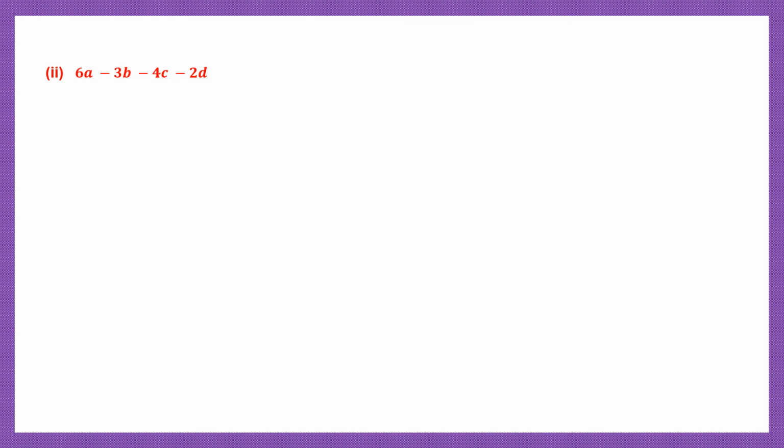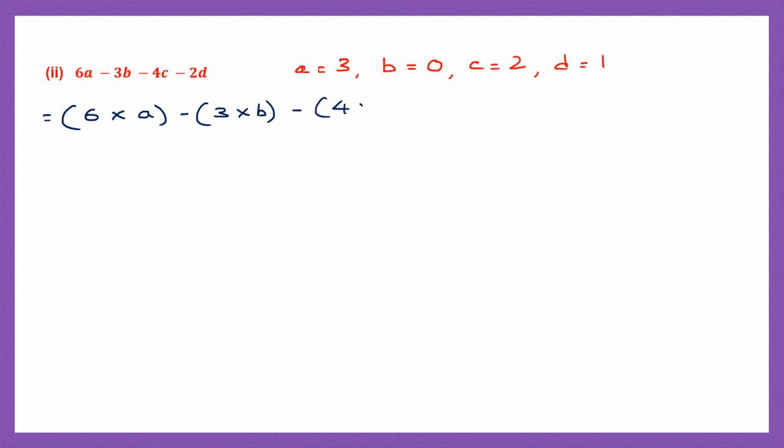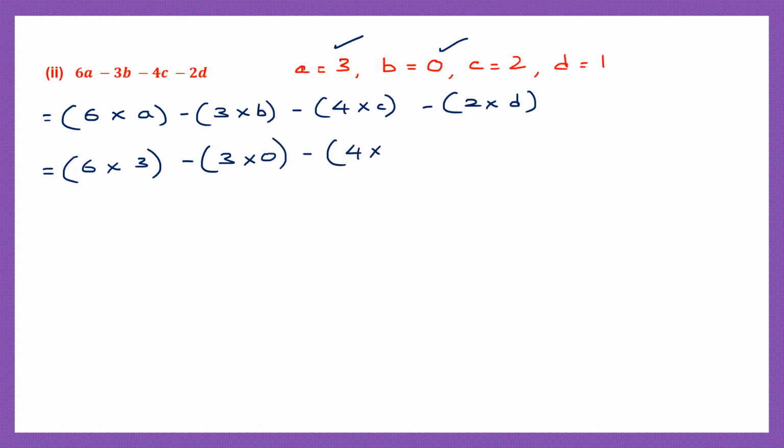Question 2. 6a minus 3b minus 4c minus 2d. Okay, so let's begin. So 6a is 6 into a minus 3 into b minus 4 into c minus 2 into d. So let's substitute the values. Now 6 into a. a is 3 minus 3 into b. b is 0 minus 4 into c. c is 2 minus 2 into d, and d is 1.